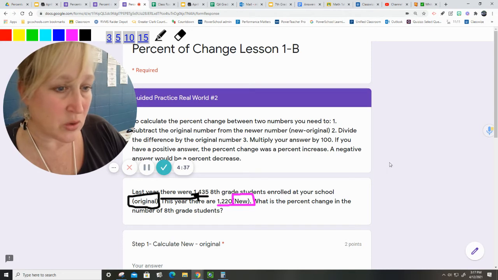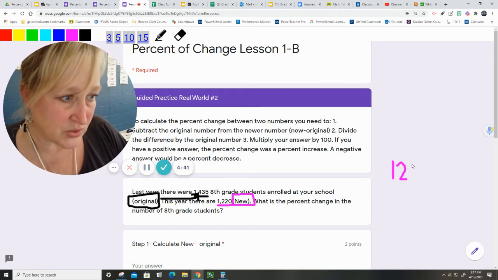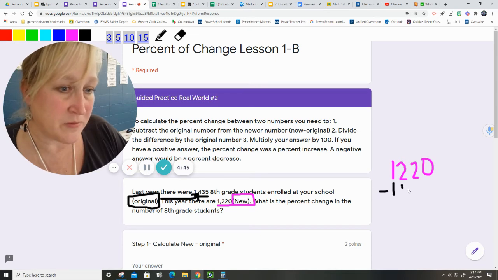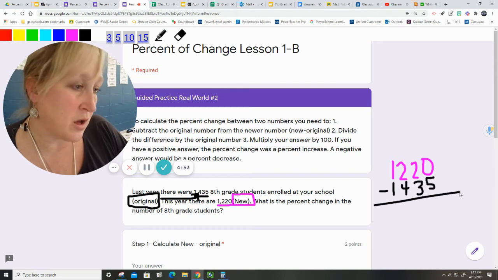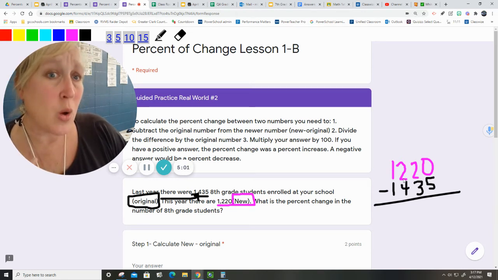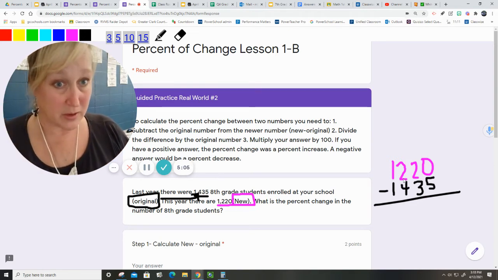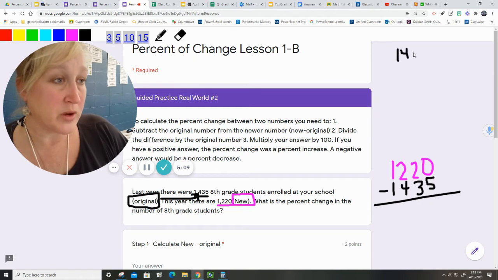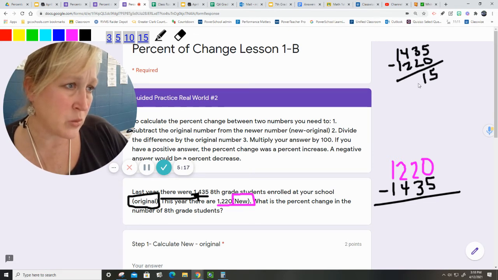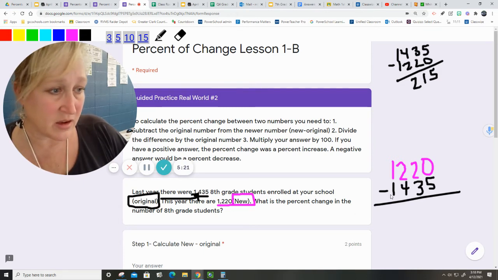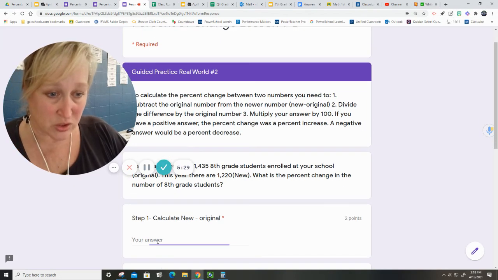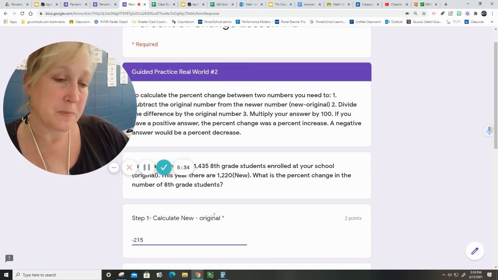Calculate new minus original. So I will do my new, which is 1,220. I'm going to subtract 1,435. Uh-oh, I'm noticing something. You may not notice it, but I do. This number is bigger than that number. So this is one of those seventh grade problems where I have to kind of flip them and then remember that it's going to be a positive or a negative. So I'm going to find the difference between them. 1,435 subtract 1,220 is 215. And I need to think the bigger number is being subtracted, so this will make it negative 215. So my answer will be negative 215. Okay.